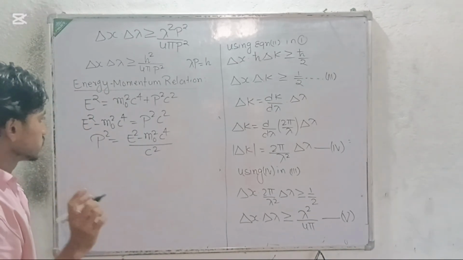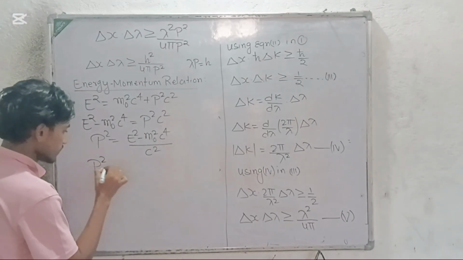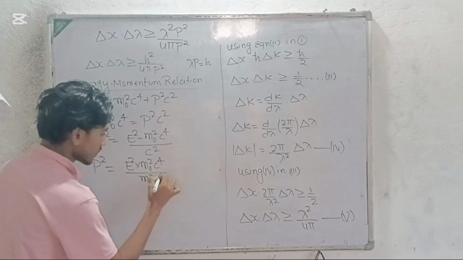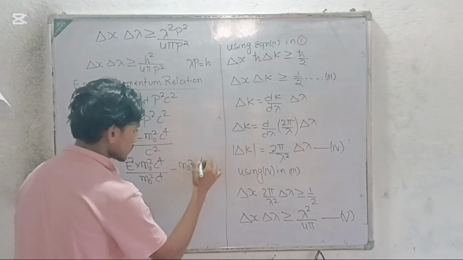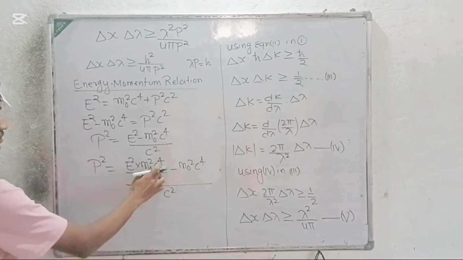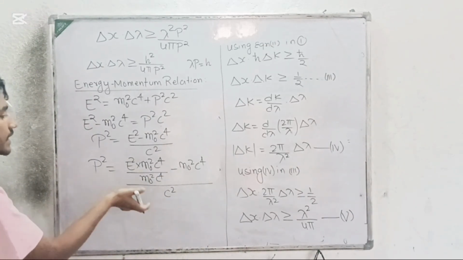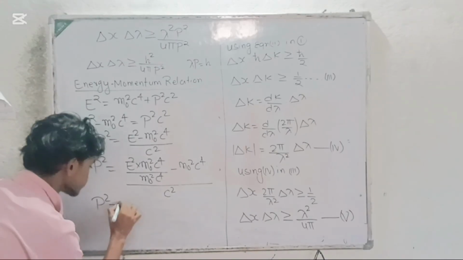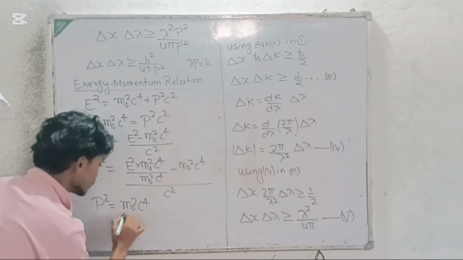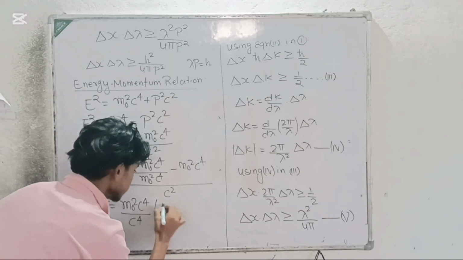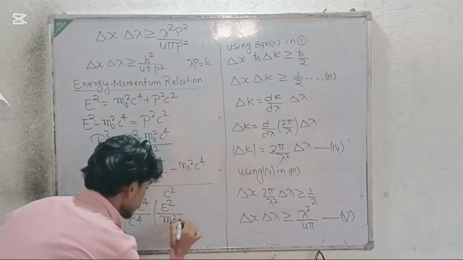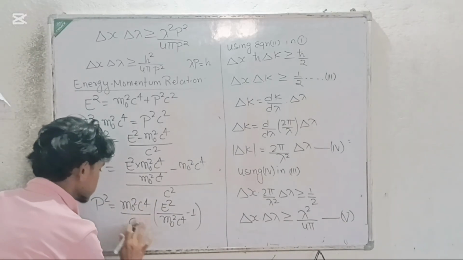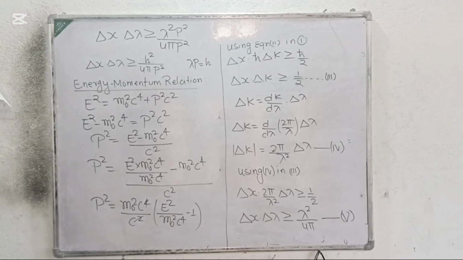If you look here, I am just multiplying and dividing by m0 squared c to the power 4, minus m0 squared c to the power 4 divided by c squared. It makes sense because I want to write it in terms of the Lorentz factor. So the momentum squared is nothing but, if I take this common, m0 squared c to the power 4 by c to the power 4 here, and I will end up getting E squared over m0 squared c to the power 4 minus 1, right? Here is c squared, and the square and the power 4 will cancel.